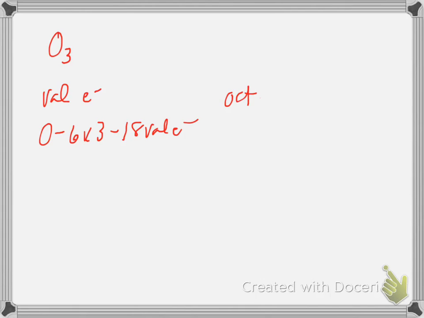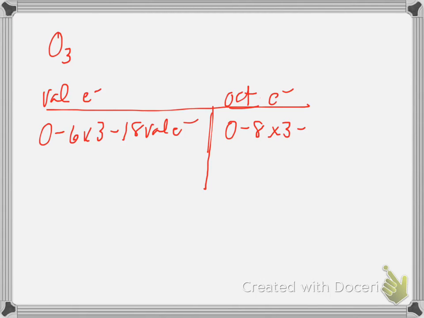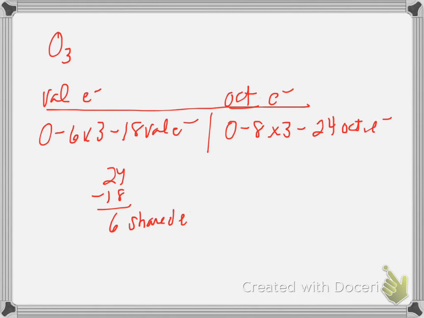What about octet electrons? If everybody was satisfied, how many electrons would we have? Well, oxygen would like to have 8. There are 3 oxygens, so that's 24 octet electrons. If we subtract those, 24 minus 18, we get 6 shared electrons. And if we divide that number by 2, we see that there are 3 bonds.